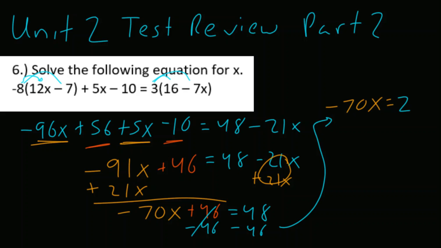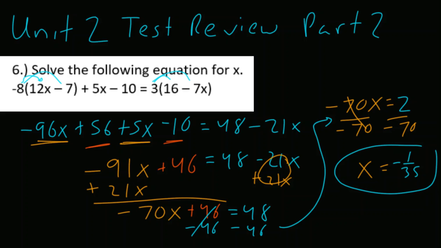Now from here, of course, guys, we can divide both sides by negative 70. We'll say this, x is equal to, as I reduce this, negative 1 over 35. All right, there's the answer to 6. Let's move on to problem number 7.